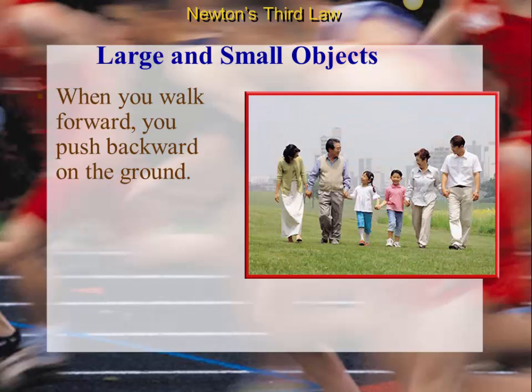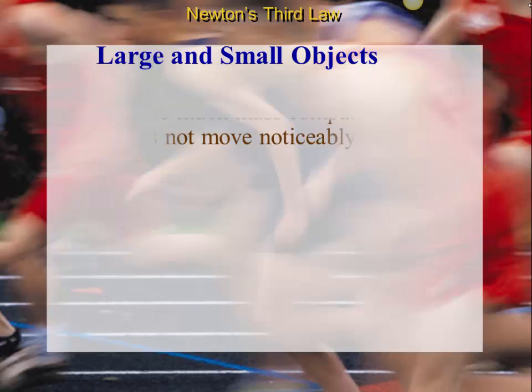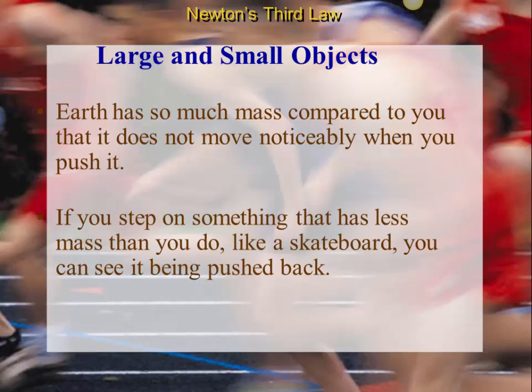When you walk forward, you push backwards on the ground. Your shoes push the earth backwards, and the earth pushes your shoe forward, so that moves you forward. Earth has so much mass compared to you that it does not move noticeably when you push on it. If you step on something that has less mass than you do, like a skateboard, you can see it being pushed backwards.